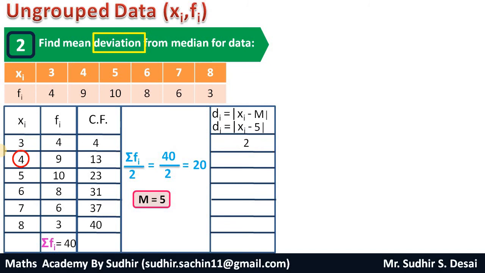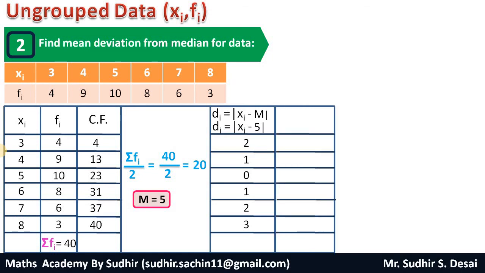Next xi is 4. 4 minus 5 is minus 1. Its absolute value is 1. Next xi is 5. 5 minus 5 is 0 and absolute value of 0 is again 0. 6 minus 5 is 1, positive value. 7 minus 5 is 2. Absolute value of positive is 2. And last 8 minus 5 is 3. So these are di. And now the last column.